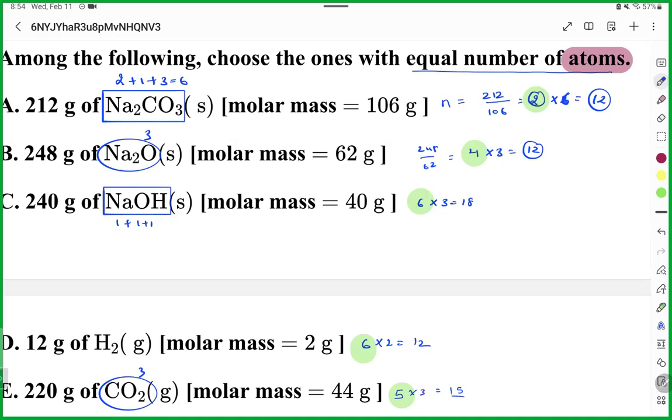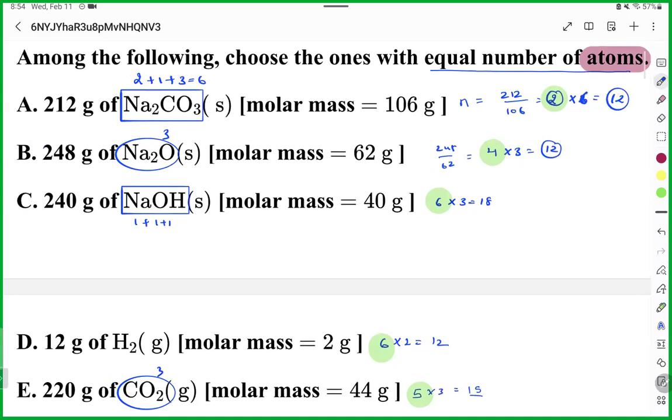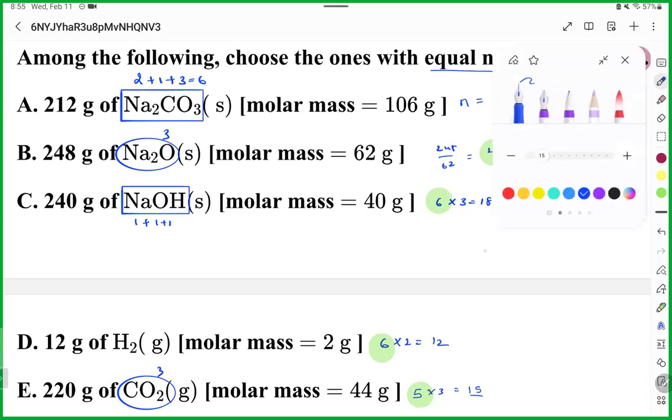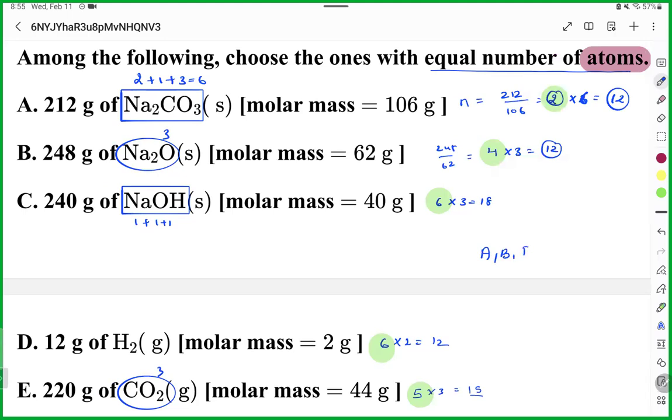Now tell me where you have equal number of atoms. A is 12, B is 12, and D is 12. Your answer should be ABD. Yes or no, guys? Make sense? Anybody have doubt? Ask your question. In first few questions, you are supposed to ask everything, whatever you don't understand. Anybody have doubt?